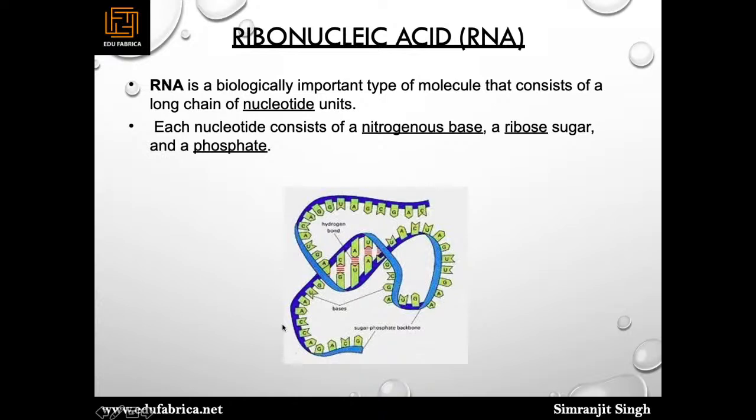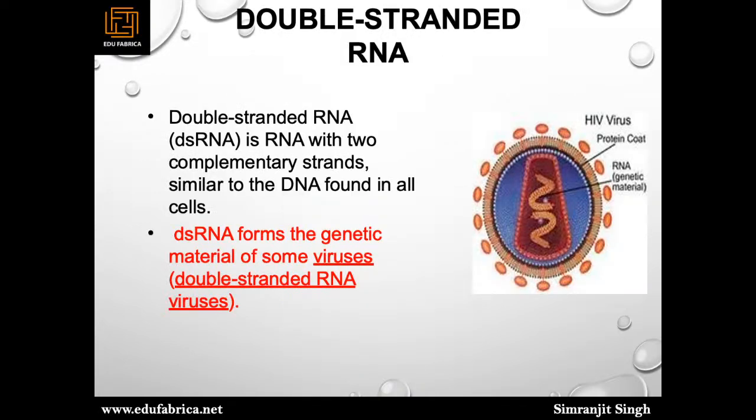In this way your backbone is again a sugar-phosphate backbone, like in DNA, and you have nitrogenous bases attached there. So in this non-uniform structure the RNA has, there could also be double-stranded RNA, which is mostly present in viruses. Like in the HIV virus, the protein coat is outside, and RNA as genetic material is present in this double helix structure.